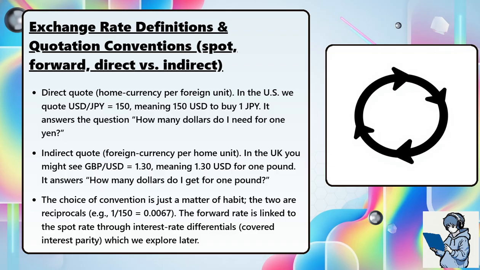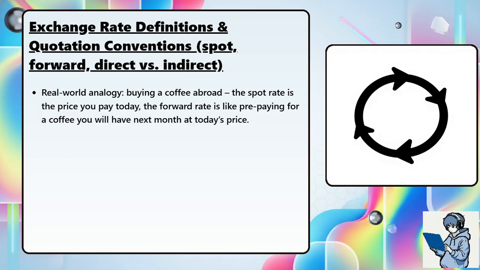The two are reciprocals. For example, 1 divided by 150 equals 0.0067. The forward rate is linked to the spot rate through interest rate differentials, covered interest parity, which we explore later. Real-world analogy. Buying a coffee abroad, the spot rate is the price you pay today. The forward rate is like prepaying for a coffee you will have next month at today's price.